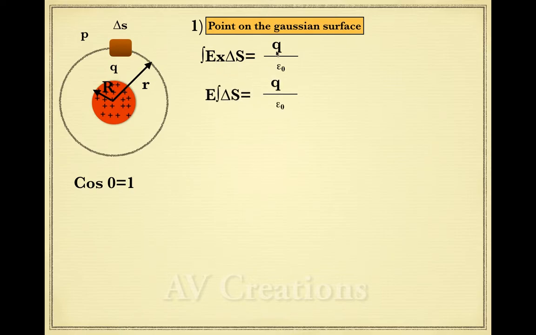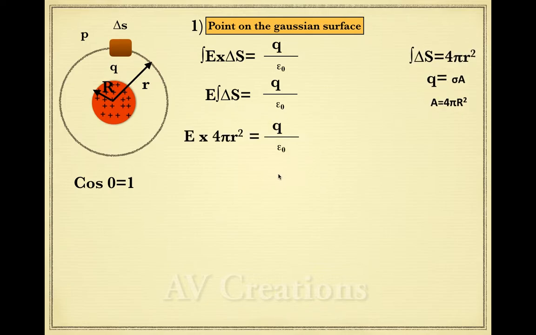When we are integrating, delta q becomes q because integral delta q is equal to q, and epsilon 0 is a constant, so we take it outside. So it will be integral E delta s equal to q upon epsilon 0. We are integrating, that is the reason for the change of delta q to q. Then we are taking E outside: E integral delta s equal to q upon epsilon 0.